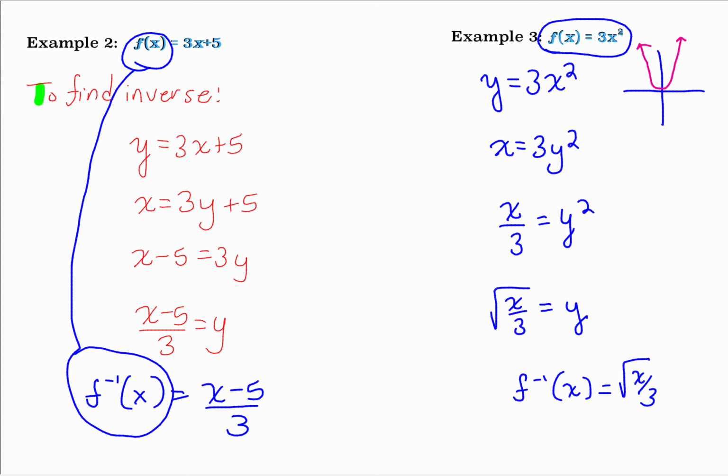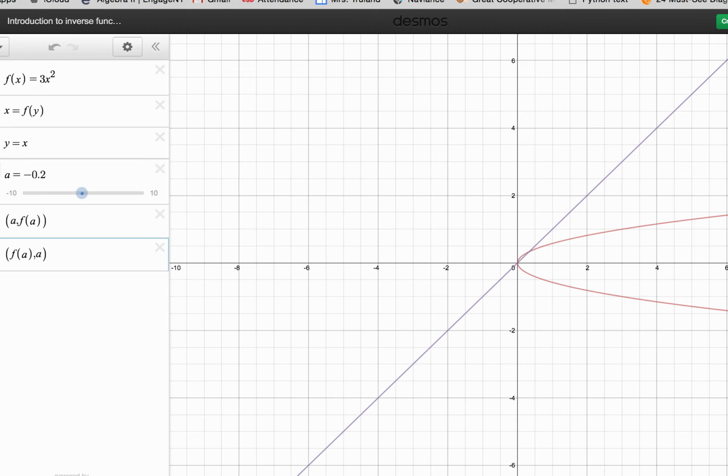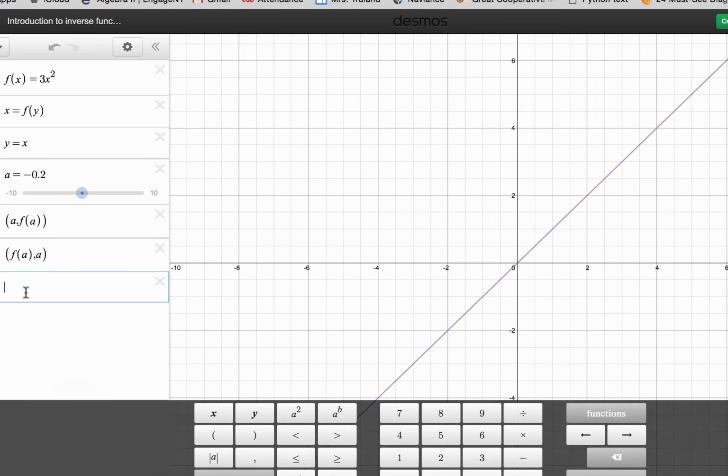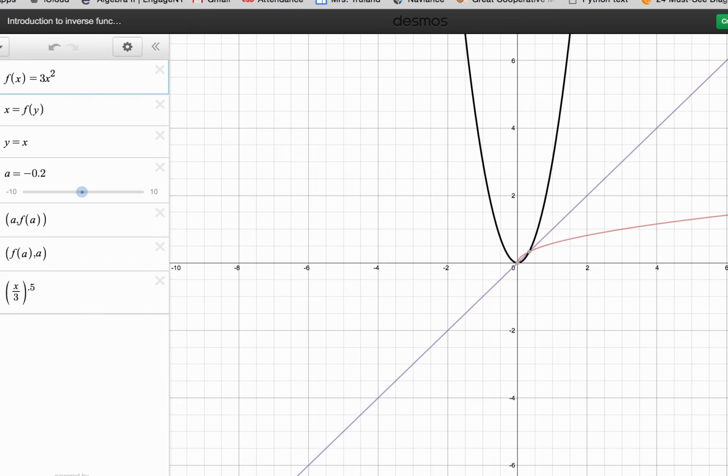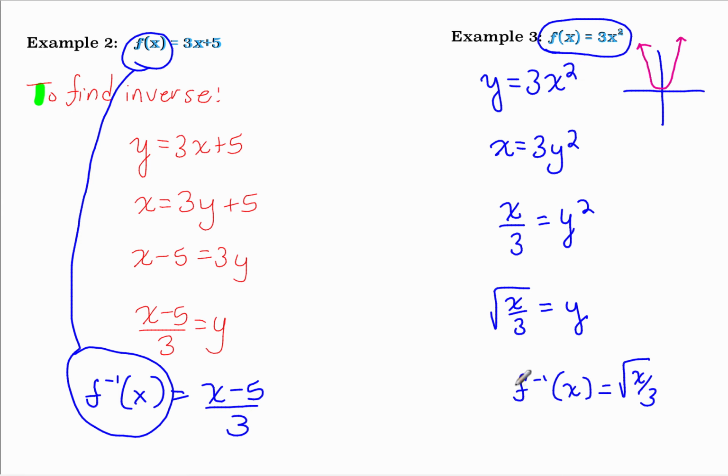See what we solved for? If I were to write that, that is x divided by 3 raised to the 0.5 power. See what happens? I only get half of it. There's my original. There's my half. Why is that?